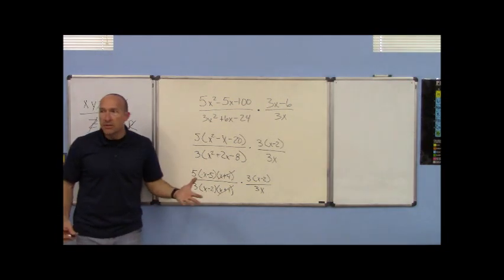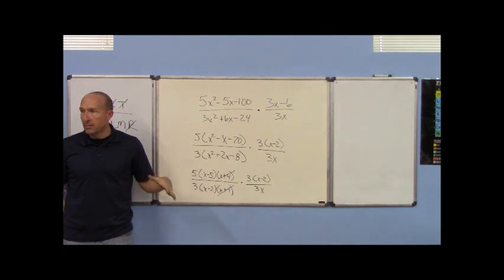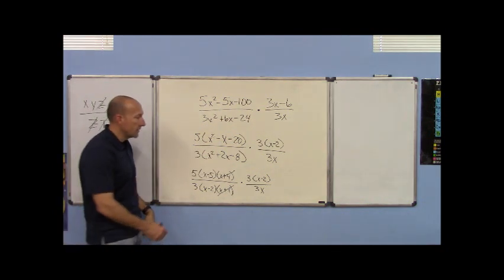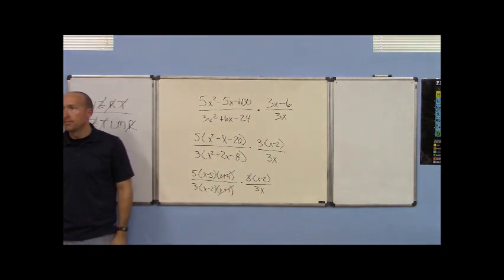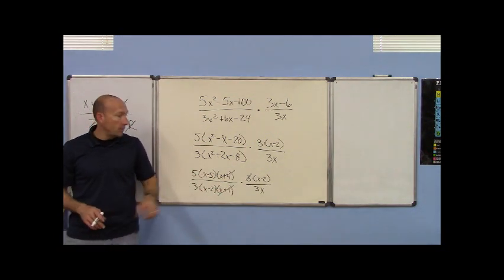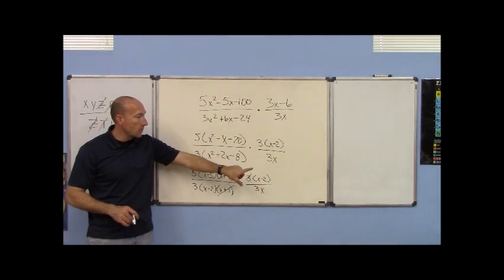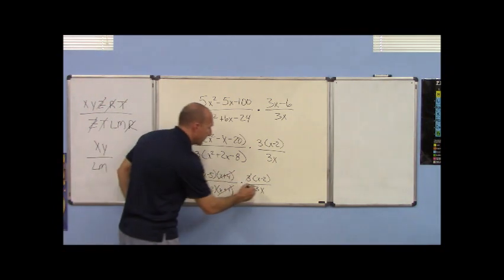The 3. Do you see a 3 that's common in the top and the bottom? So we can cancel out a 3. Now, do we cancel out both of these 3's? No, we do not, because we only eliminated one up top, so we can only eliminate one on the bottom. So we'll do that one.